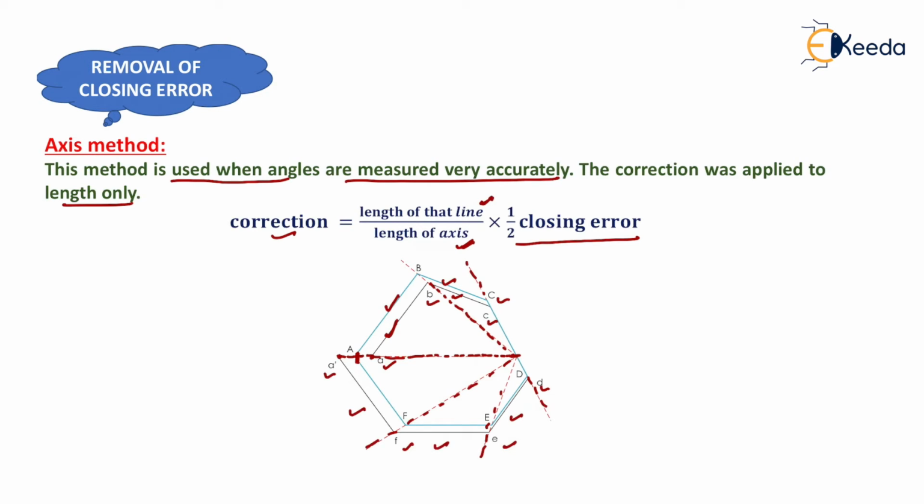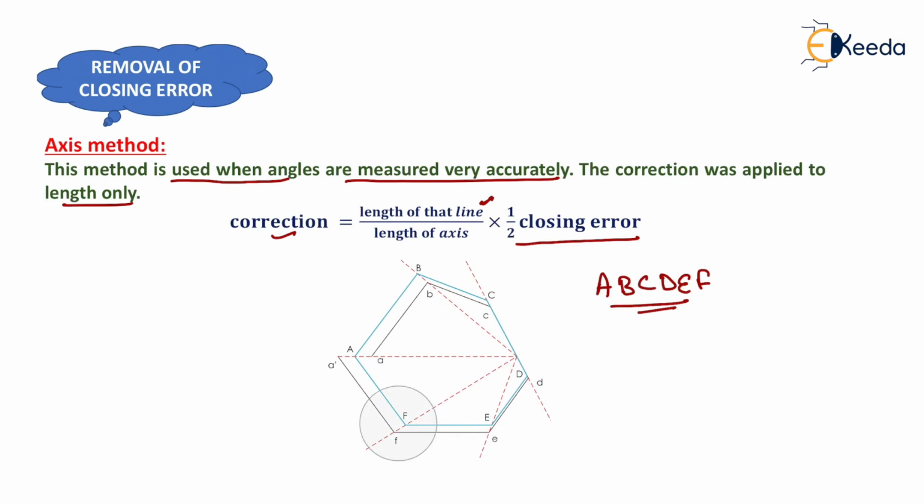Now we will join all the points, that is capital A, capital B, capital C, capital D, capital E and capital F, and we will have a closed traverse, that is capital A, B, C, D, E, F, which is represented by blue line, which is shown here. That is the blue line traverse. Okay, students. So that is all about the removal of closing error.